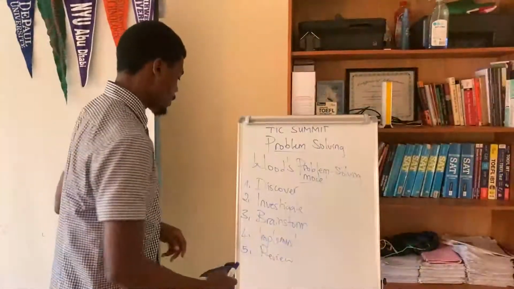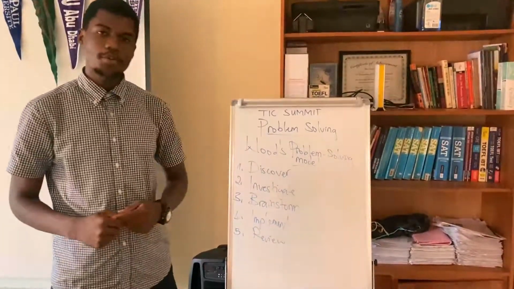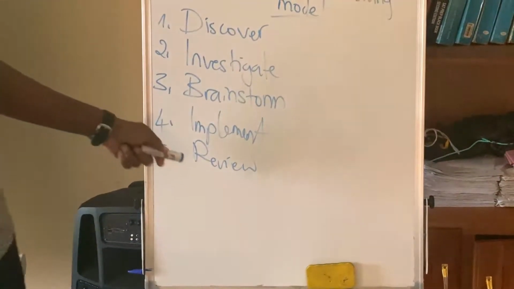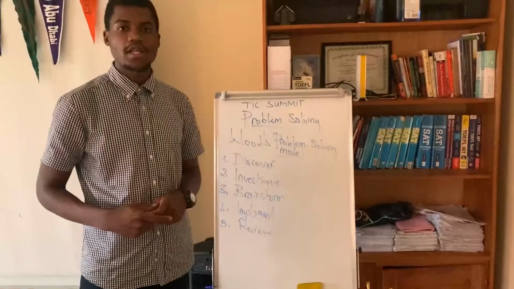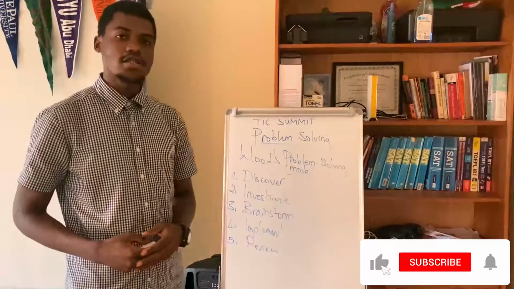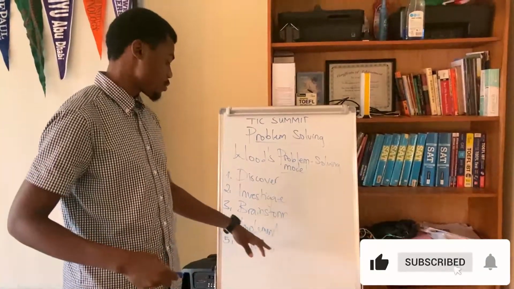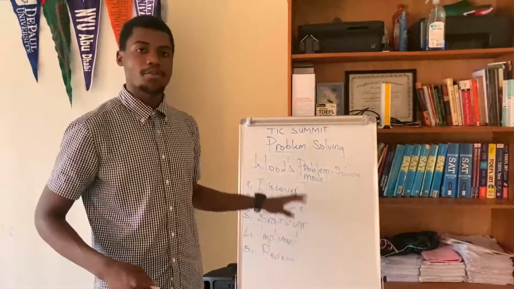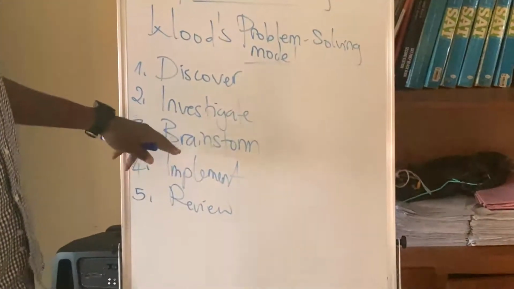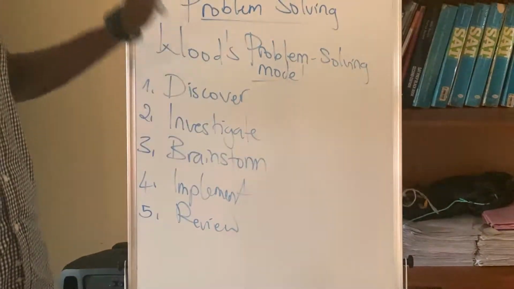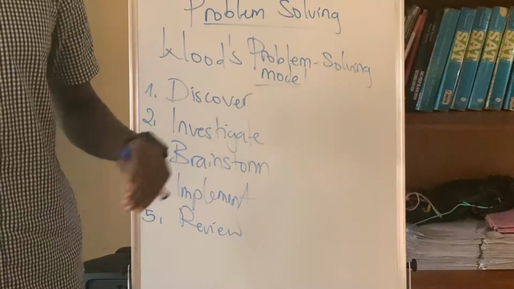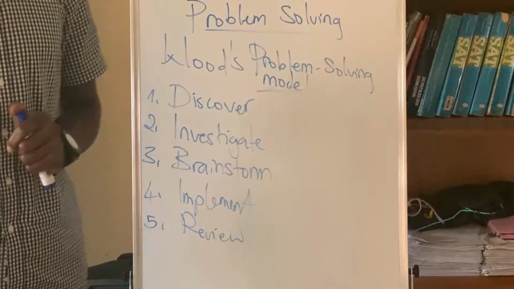The last stage in the Woods problem solving model is the review stage. At this stage, you examine how your solution worked in reality. What were the difficulties in implementing the solution? And if it happens that the solution was not really appropriate to solve the problem, you can go back to the alternatives you got when brainstorming, and then choose your next best solution to the problem.